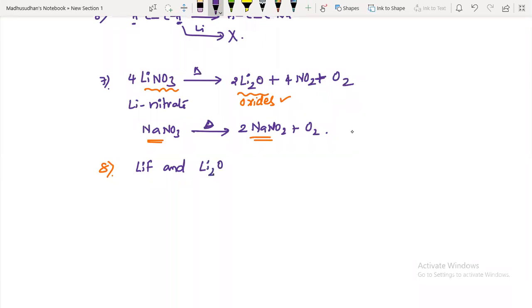Lithium fluoride and lithium oxide are comparably much less soluble in water. They are less soluble in water when compared to other metal fluorides and metal oxides. Less soluble in water. Is this over?